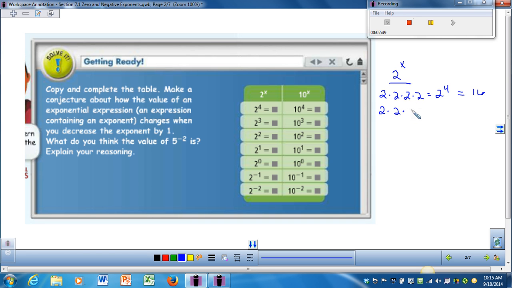2 times 2 times 2. That is 2 to the 3rd. What does that mean? It means 8. Well, what did I do to get from 2 to the 4th to 2 to the 3rd? 16 divided by what? 16 divided by 2 to get 8. All right, and then 2 to the 2nd would be 2 times 2. And what does that equal to? 4. So notice each time I'm dividing by 2. And then if I have 2 to the 1st, that's just 2. So if I put boxes around these, we're looking for a pattern that's happening right here.